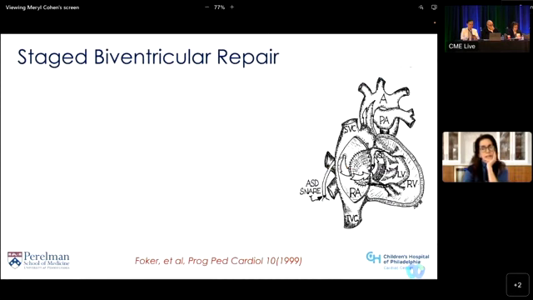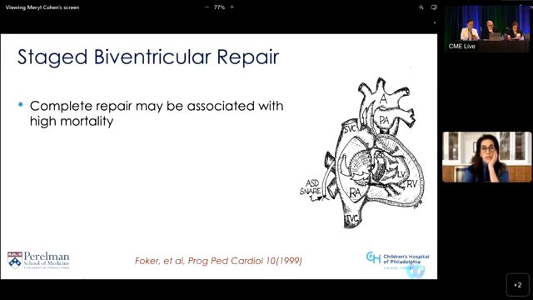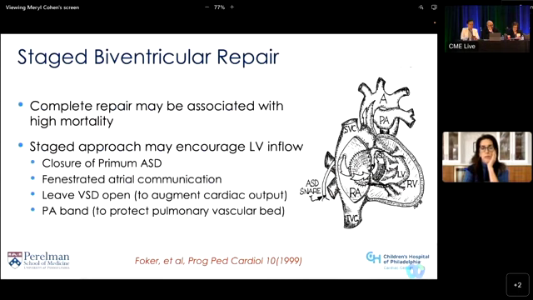John Foker in the late 90s from Minnesota came up with this idea of a staged biventricular repair, at the time quite novel and still being used today. He recognized the complete repair was associated with high mortality and staged using a closure of the primum ASD with a fenestrated atrial communication in case the left atrial pressure was high, left the VSD open to augment the cardiac output from the right ventricle to the aorta, and put on a pulmonary artery band to protect the pulmonary vascular bed.